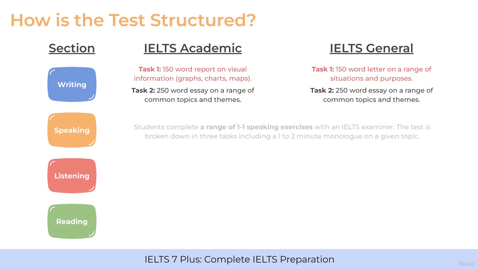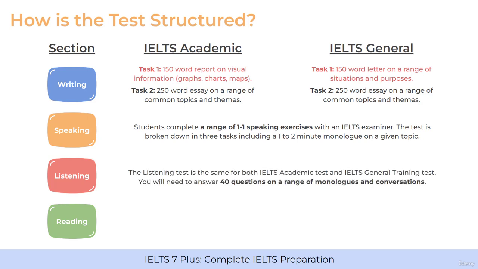IELTS academic and IELTS general is the same for the speaking tests. You'll complete a range of one-to-one speaking exercises with the IELTS examiner. It's broken down into 3 tasks, including a 1 to 2 minute monologue on a given topic. You're given a cue card that prompts you to talk about a range of different topics from environment to travel and health for 1 to 2 minutes. Of course, there's a lot of lessons on this within the course too.